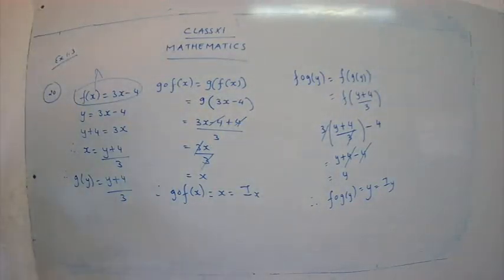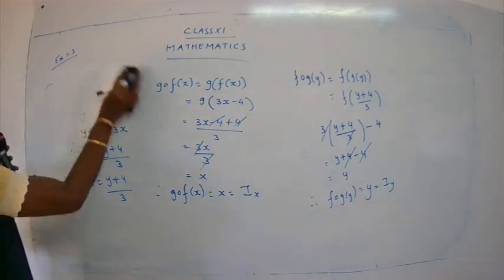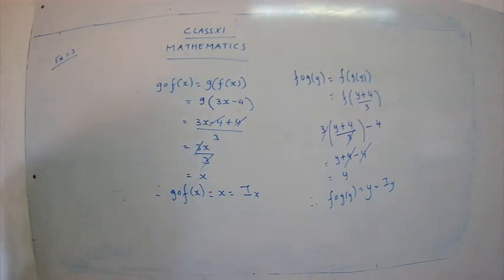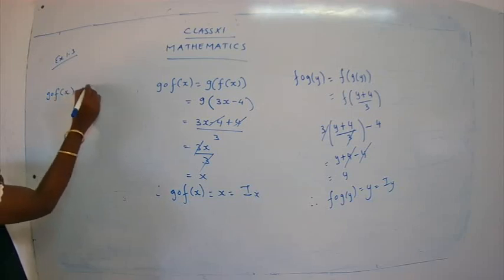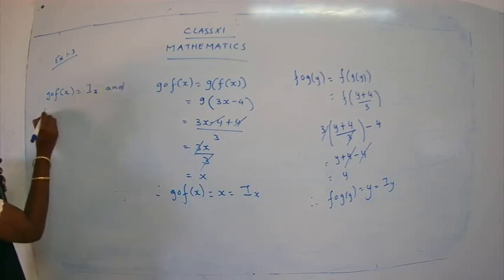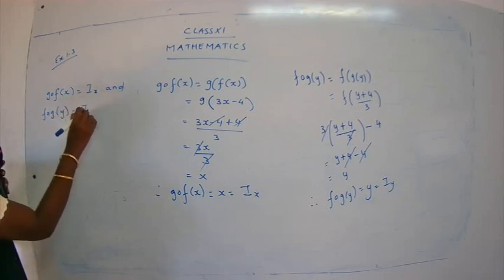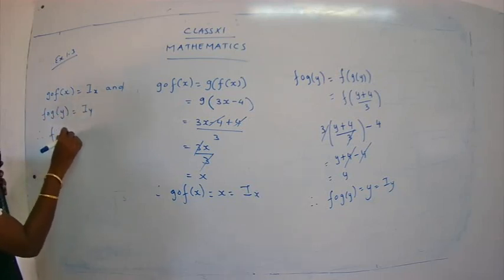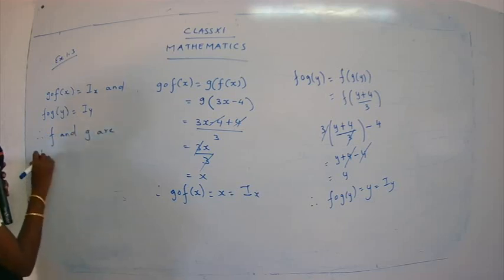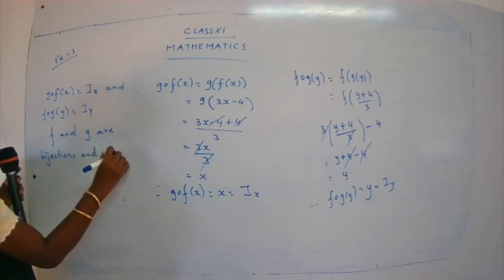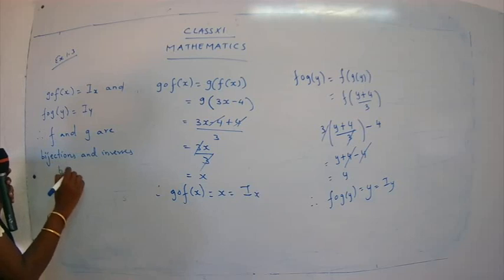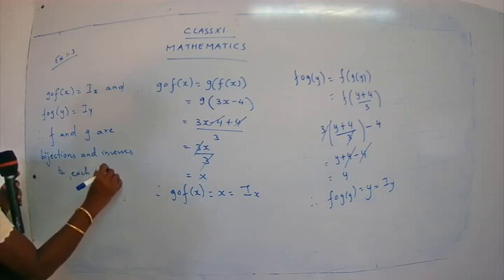Okay, so now what is the next thing you're going to write down? You have to write down the statements here. So write down: g o f x is equal to I x, and f o g y is equal to I y. Therefore, f and g are bijections and inverses to each other.